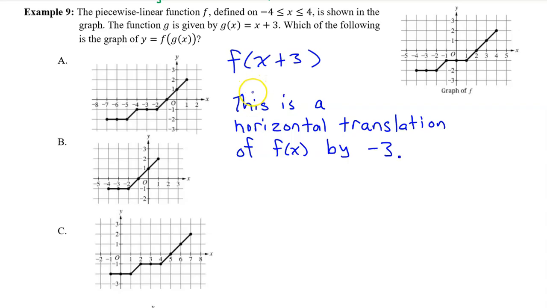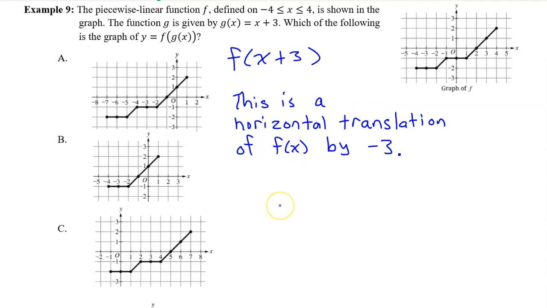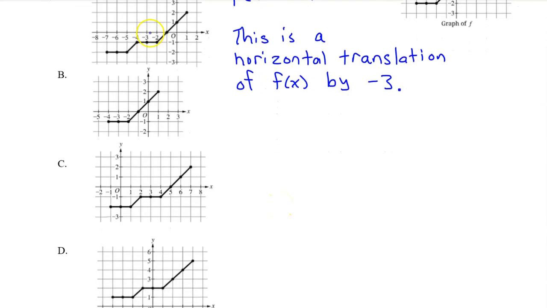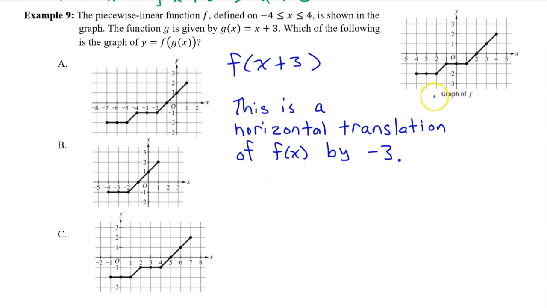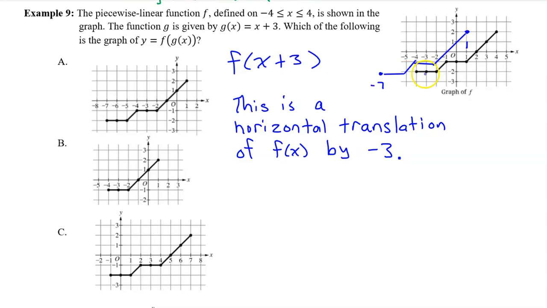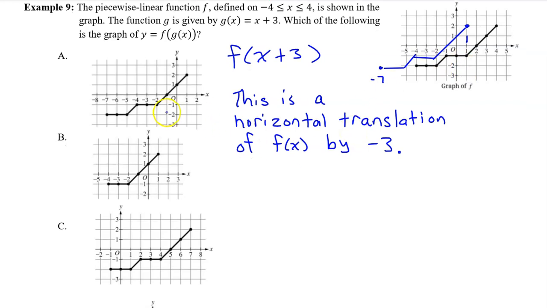This is a horizontal translation of f of x by -3. So the question is, which one of these options is the same as f of x, only shifted 3 units to the left? If we shift f 3 units to the left, instead of going from -4 to 4, it will go from -7 to 1. And that is what we see in option A.